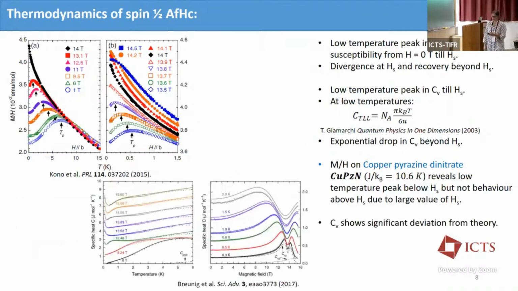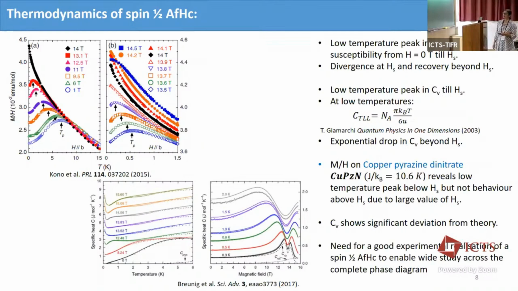And similarly, Bruning et al. have measured specific heat as a function of temperature and also as a function of field. The dotted lines here are the theory calculations, and you find that the theory does not fit the experimental data very well. Okay?